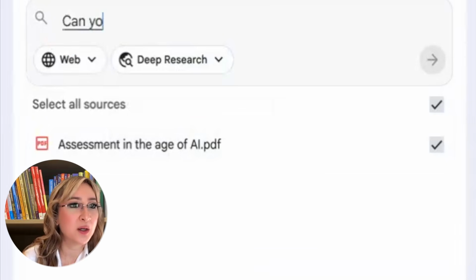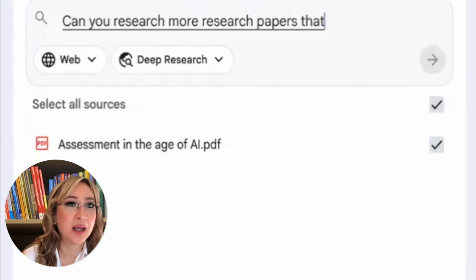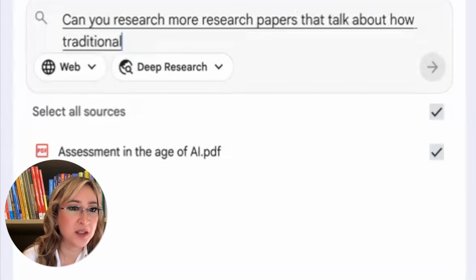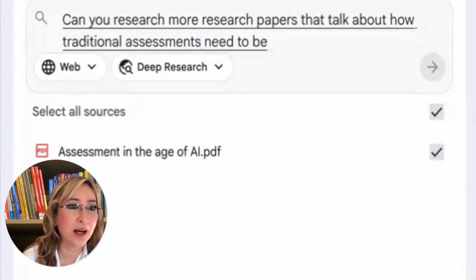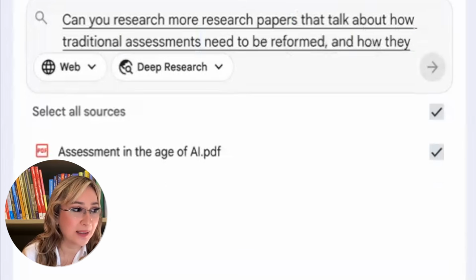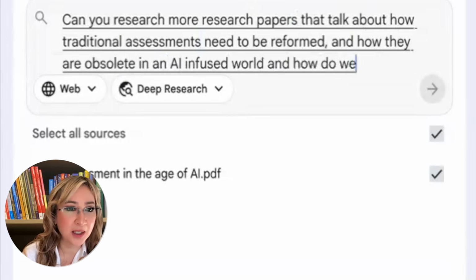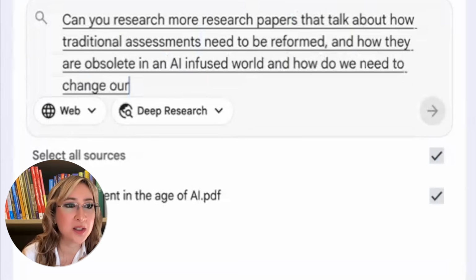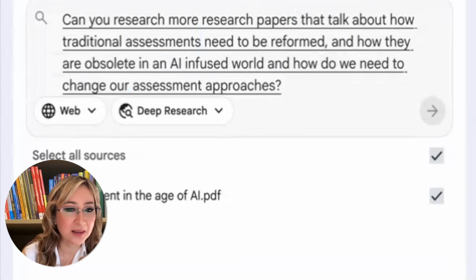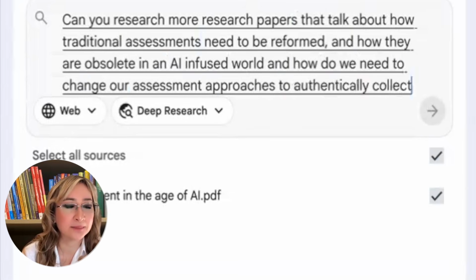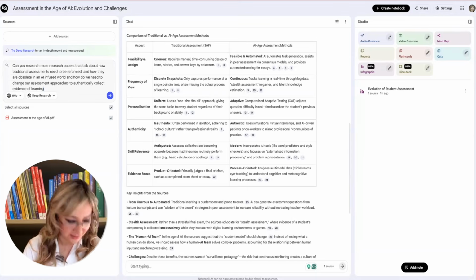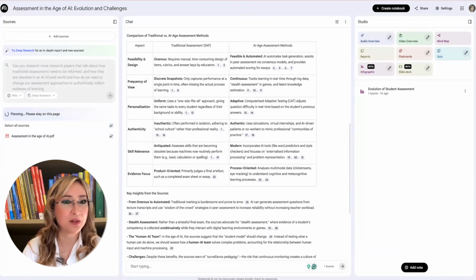Can you research more research papers that talk about how traditional assessments need to be reformed and how they are obsolete in an AI infused world? And how do we need to change our assessment approaches to authentically collect evidence of learning? Okay, I'd like to really see what happens here. So that is what I'm going to be researching.